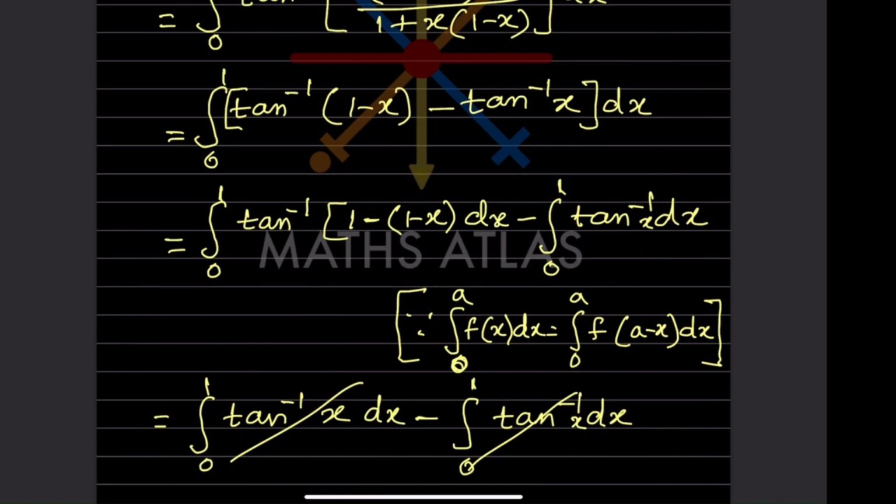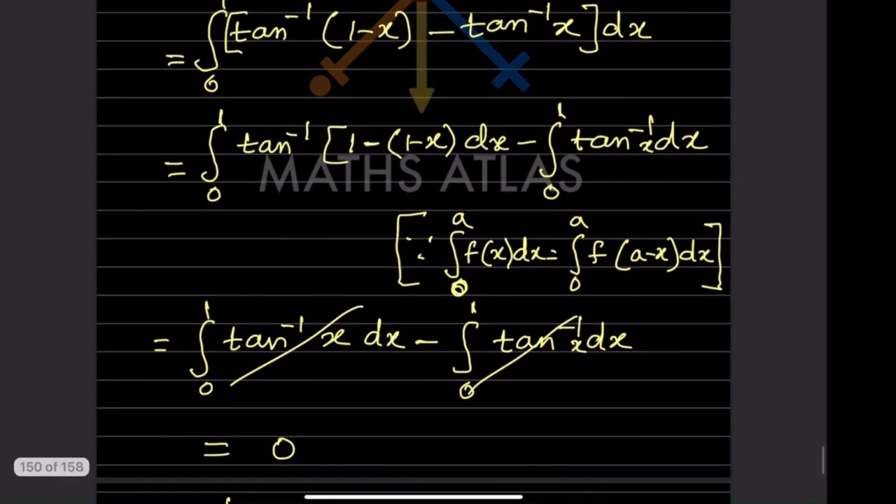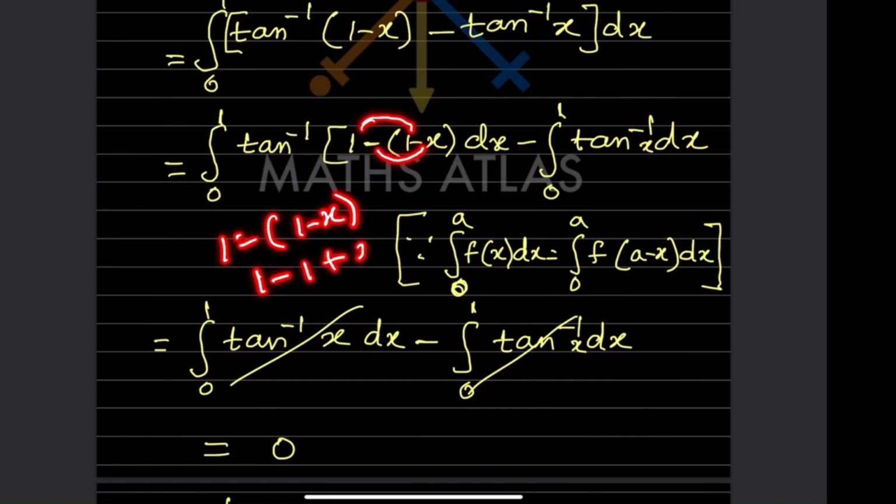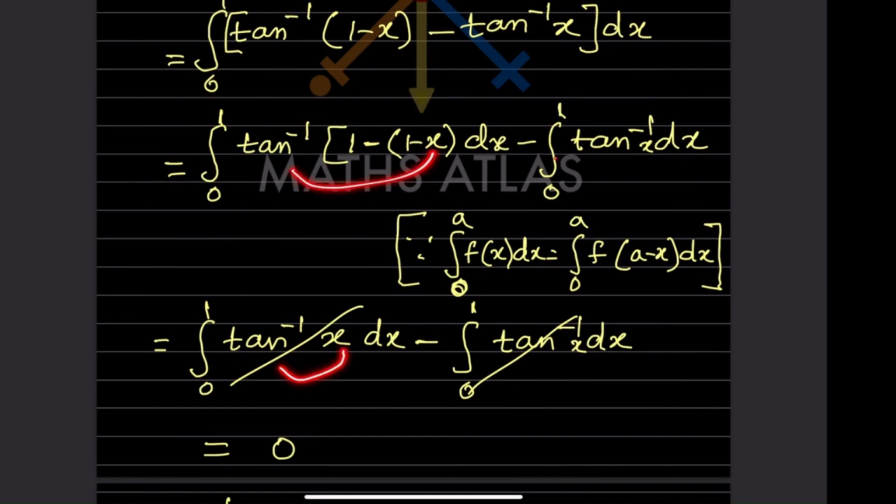So now what remains here is, when we expand this one, 1 minus 1 is going to be 0, and this will be plus x. So you can write 1 minus x as 1 minus 1 plus x, so this and this get cancelled, and what remains is x. So that will be tan inverse x for this part. And here this is the minus sign and this is tan inverse x. Hope you got this one.